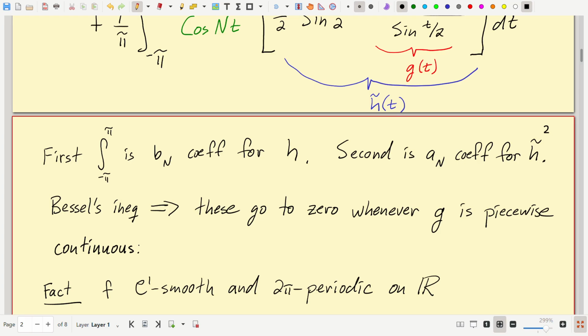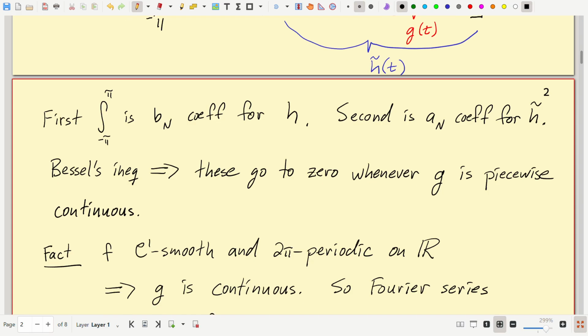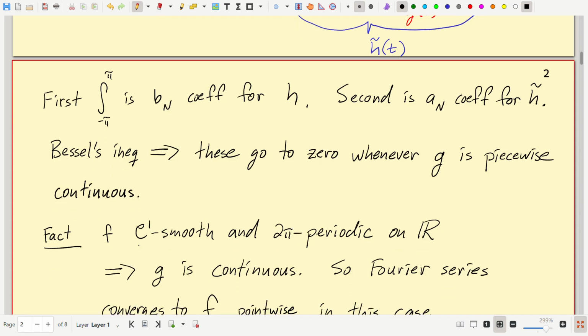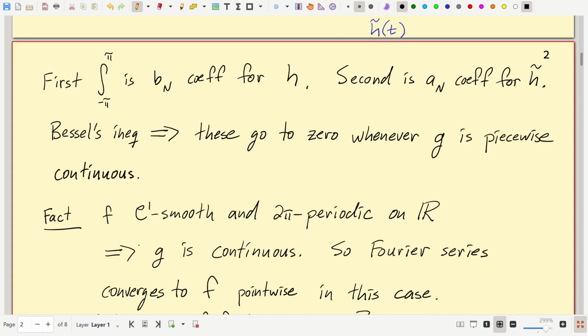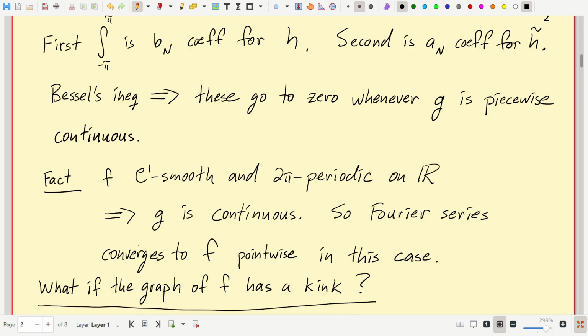So that allowed us last time, when I used L'Hopital's rule, I could see that g was continuous when f is 2 pi periodic. So the Fourier series converges to f pointwise in this case. And we were going to ask today, how fast can we make it go? Questions about? That's just a review of what I did last time.